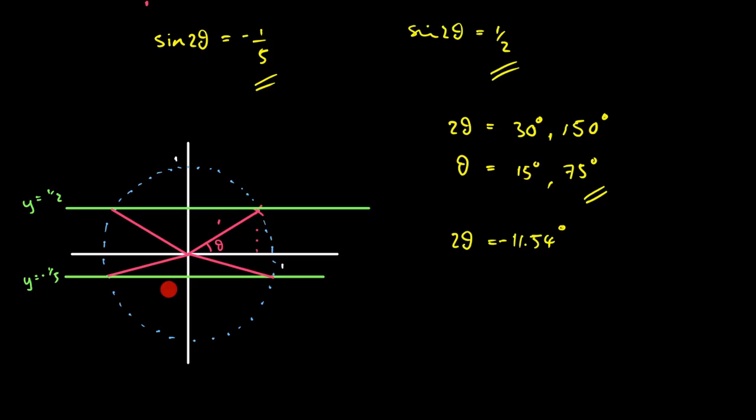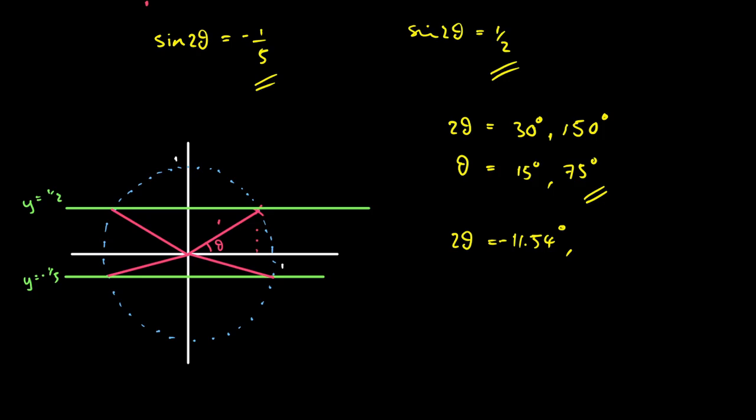And then what would be this angle here? Well, by symmetry again, that angle has got to be the same as this one. So this angle here is 11.54. So this angle is going to be minus 180, and then we've got to go back 11.54. So you can think of it as minus 180 plus 11.54 if you prefer.